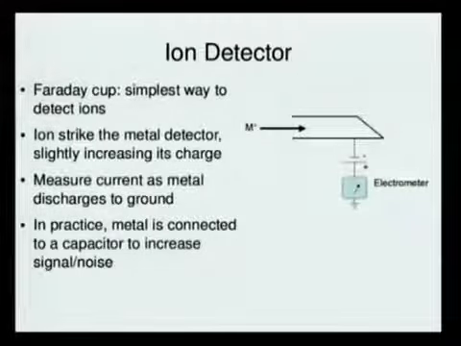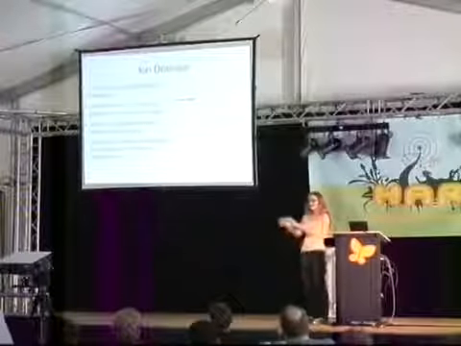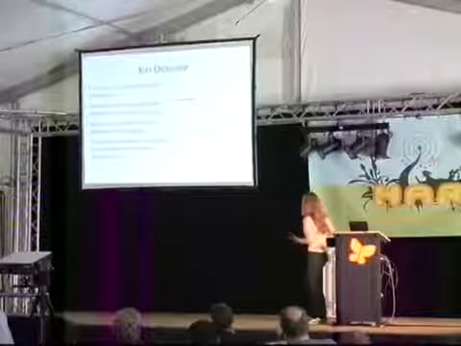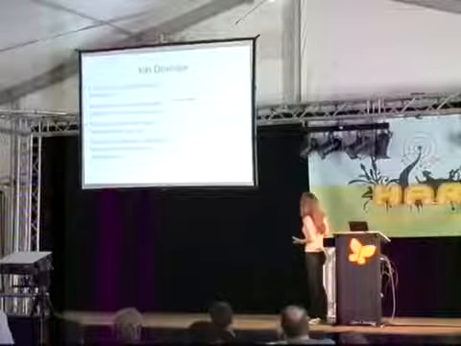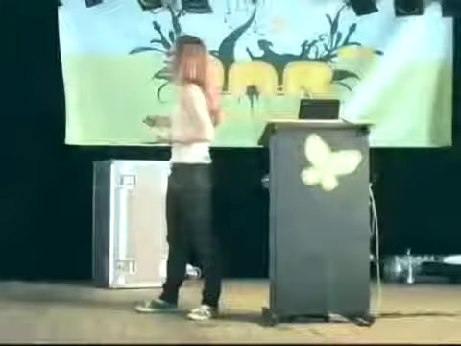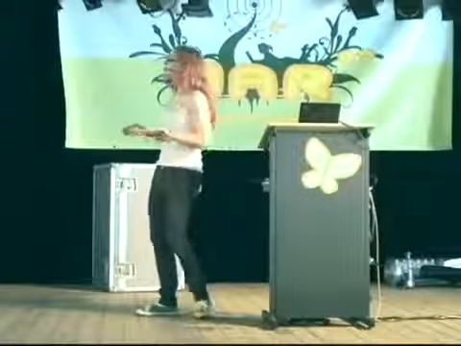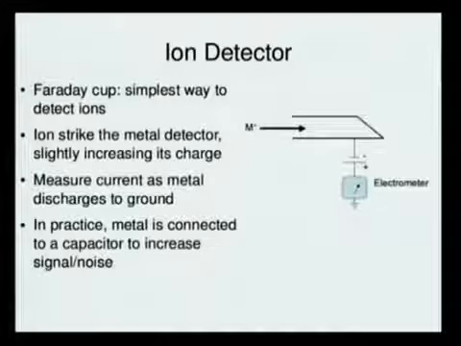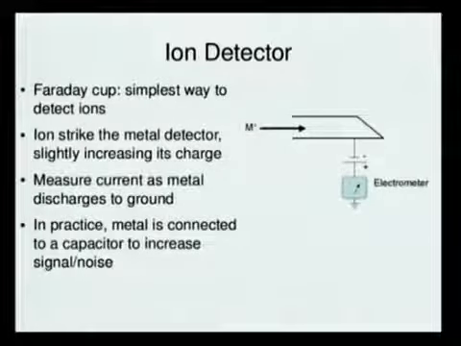Striking the metal detector here, so you have an ion hitting a metal detector, the charge goes up. Not by a very large amount, because it's just an ion, but still, it increases. And you just have a meter that is measuring the electric current as it goes to ground. In practice, what you want to do is to connect the metal to a sort of capacitor to increase the signal to noise. So it fills up the capacitor and then discharges. Or if you want a very fine-tuned value, you can just hook up your ammeter directly to the piece of metal that has the ions impinging upon it.